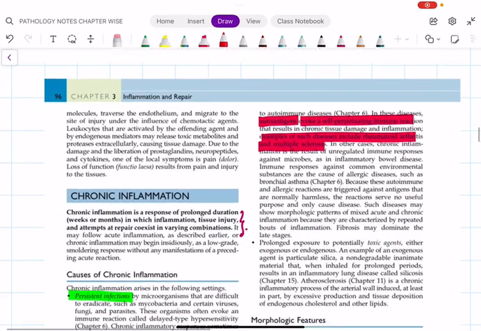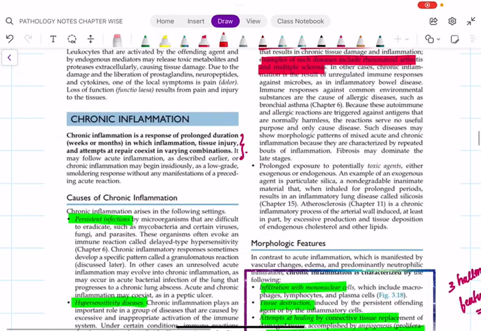Then coming to chronic inflammation. What are the causes of chronic inflammation? The first important cause is as a sequelae. Chronic inflammation may occur as a sequelae of acute inflammation. That is the first most common cause of chronic inflammation.